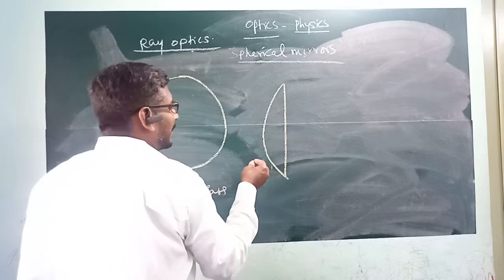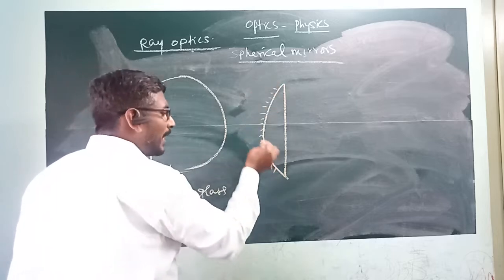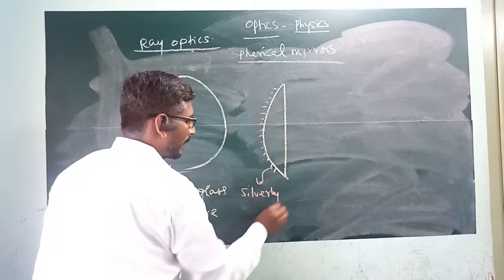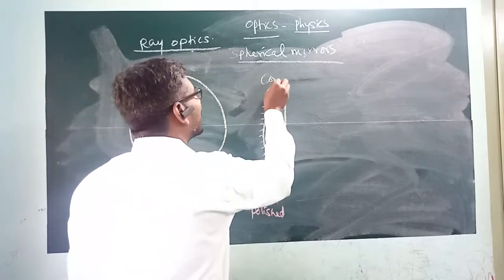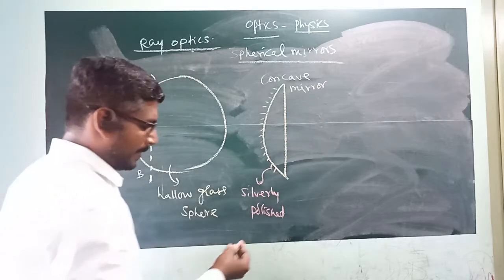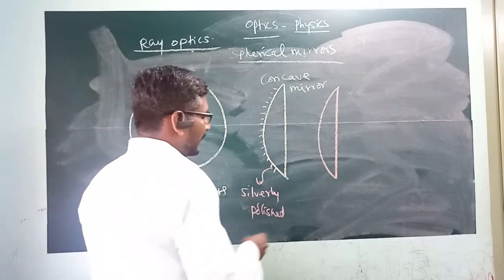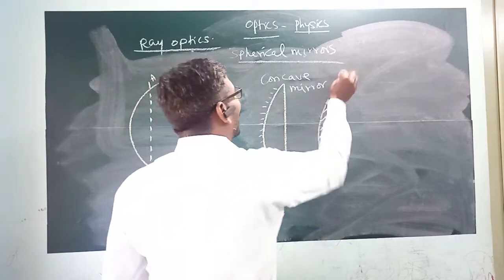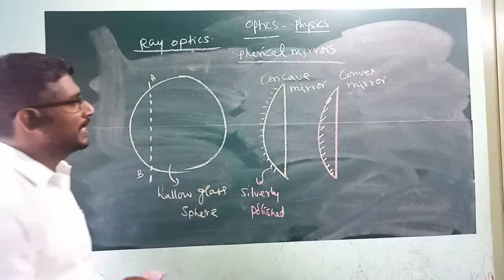To make it a mirror, one of the surfaces is silverly polished. If the outer surface of this hollow glass sphere is silverly polished, you call this mirror a concave mirror. In case the mirror is polished on the inner surface, you call this mirror a convex mirror. So these are the basic fundamentals.